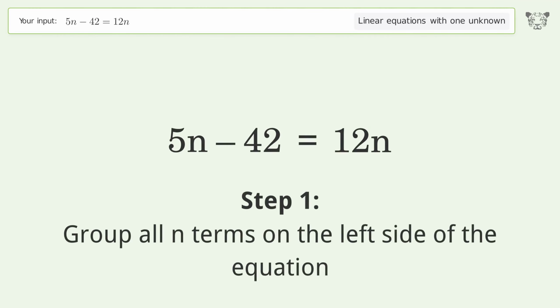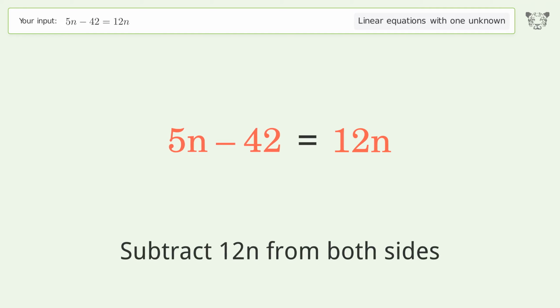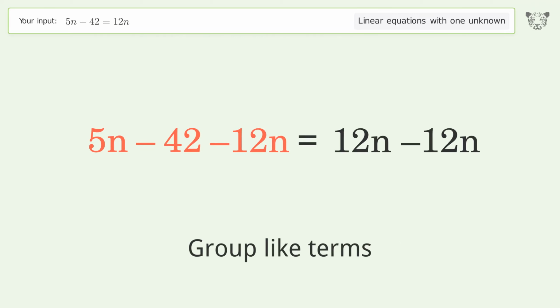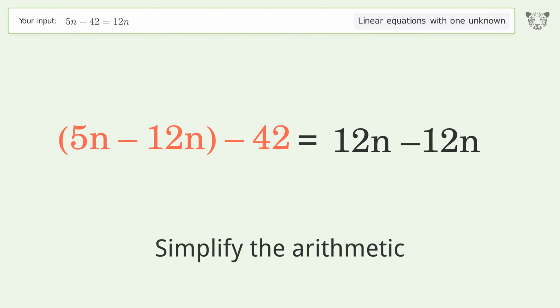Group all n terms on the left side of the equation. Subtract 12n from both sides. Group like terms. Simplify the arithmetic.